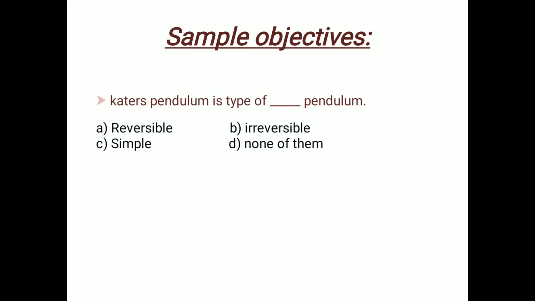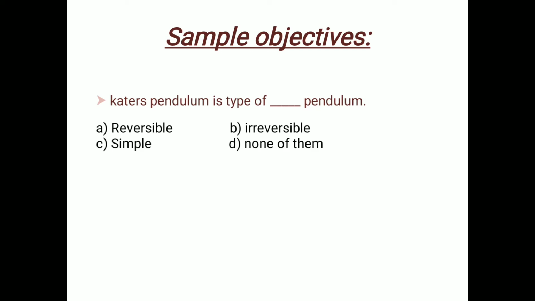Now see some sample objectives. These objectives will help you while preparing your examinations. Okay, so see what is first question. The question says Kater's pendulum is a type of dash pendulum. So which type of pendulum is Kater's pendulum? And options are A. Reversible, B. Irreversible, C. Simple, and D. None of them.